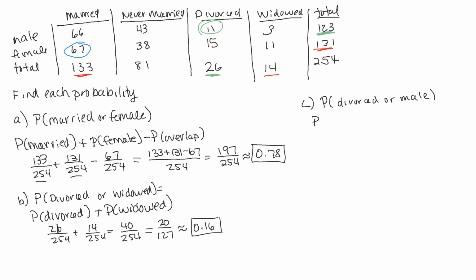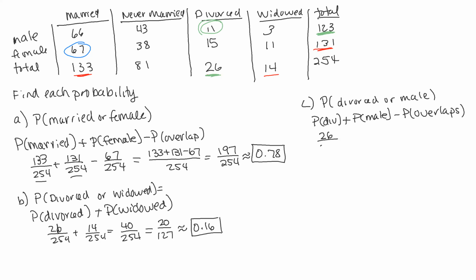So what we want is the probability of divorced plus the probability of male minus the probability of the overlap. Those are the males that are also divorced. So the probability that somebody's divorced, we want the total divorced people in this.